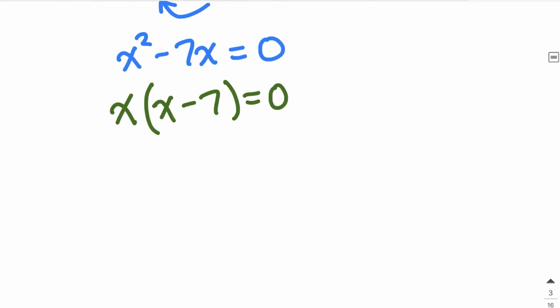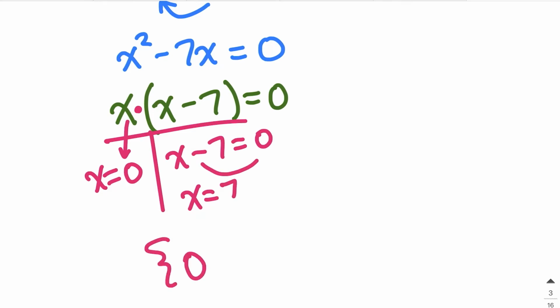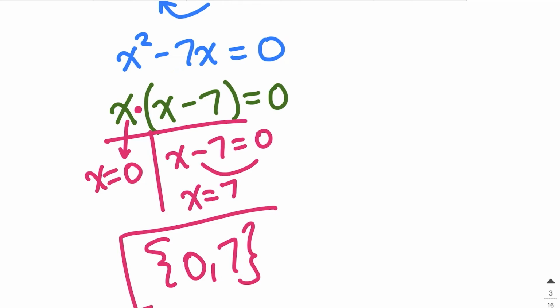Now I'm at a point where I have two terms multiplied together to equal 0. So that means x would either equal 0 right here, and that's nice and easy. It's done already for us. Or x minus 7 equals 0. Here I can add the 7 to both sides and I get positive 7, which means my solution is 0 and 7.